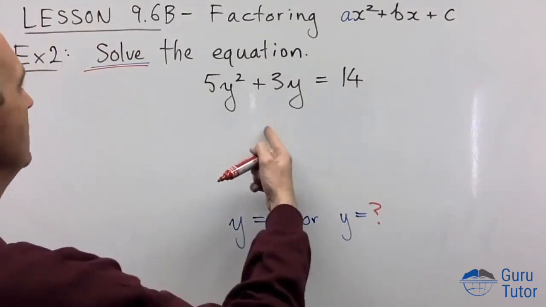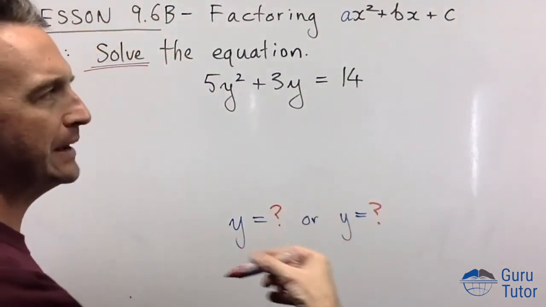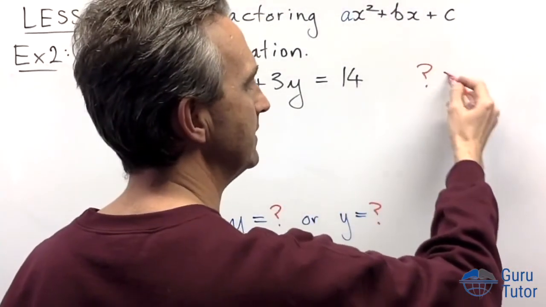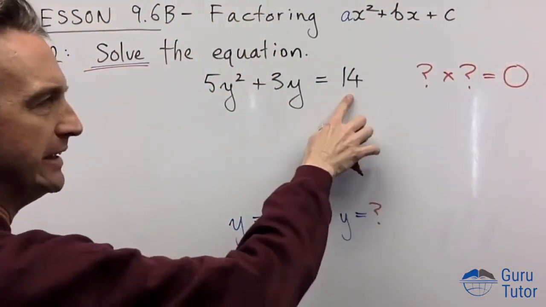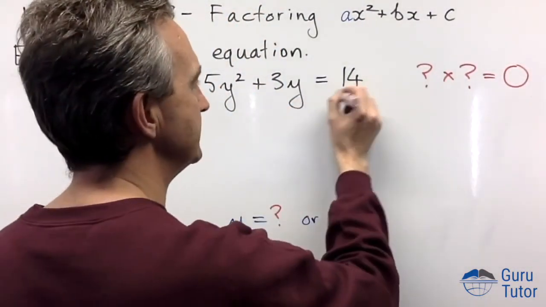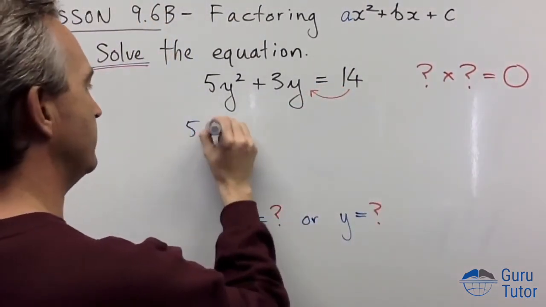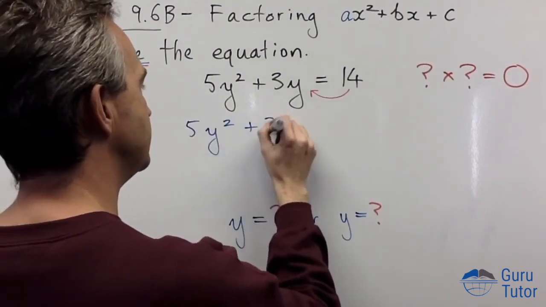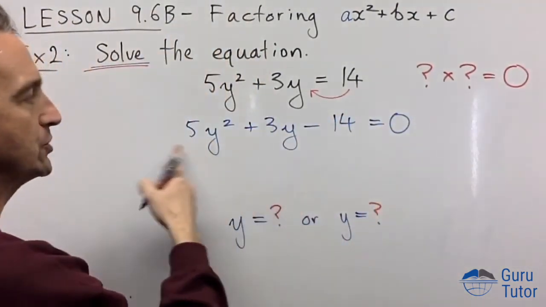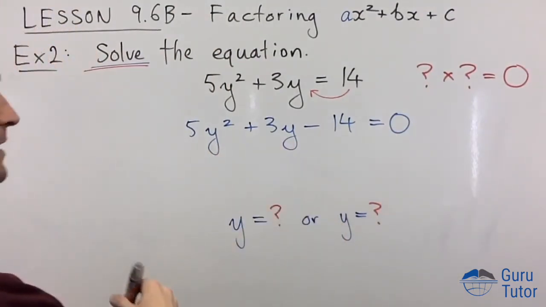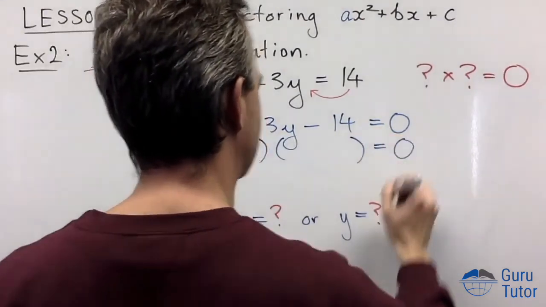How do we do this? Remember, all our solving in this chapter has been based on the zero product property. Something times something equals 0. We don't have 0 here. That's what we're going to get first. So we're going to take this 14 over. Get it equal to 0 on one side. 5y squared plus 3y minus 14 equals 0. Now we have a trinomial that we can factor. Let's factor that. Something times something equals 0.